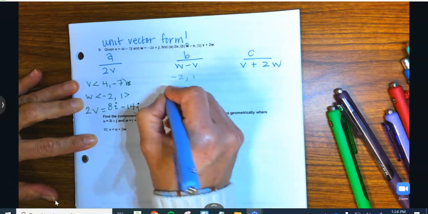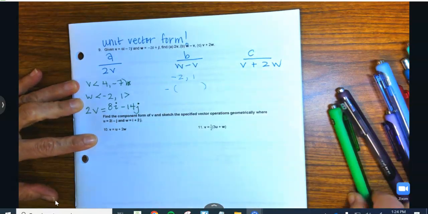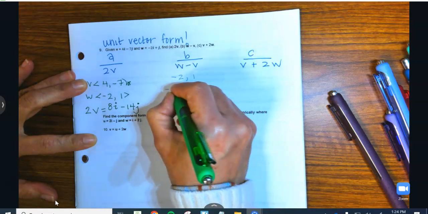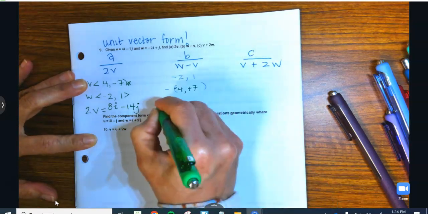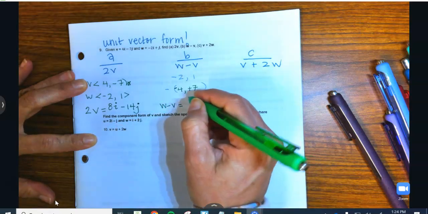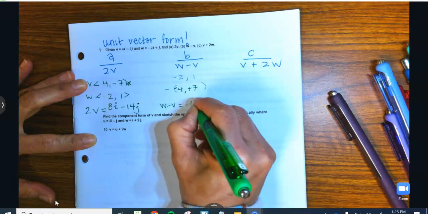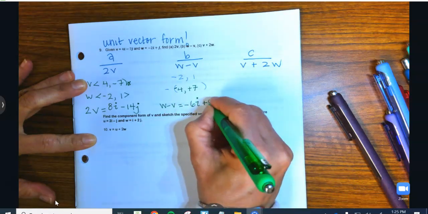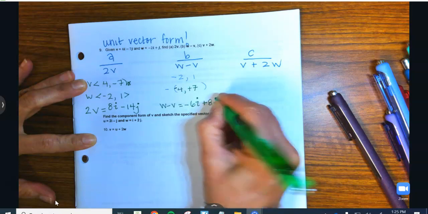All right, let's do w minus v. Remember, you're going to distribute the negative here. All right, so a -2 and a -4 is a -6. Remember, that's your horizontal. And 8 is going to be your vertical.